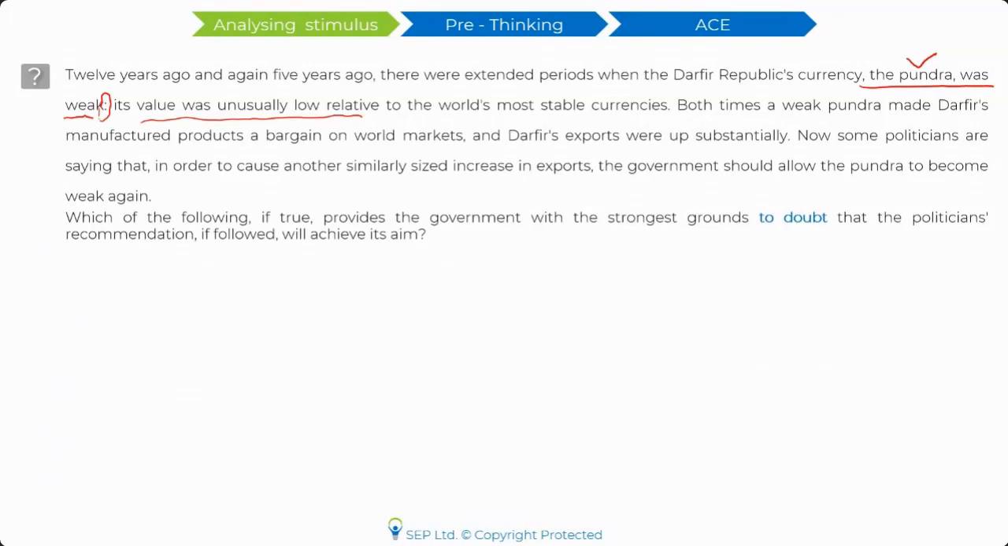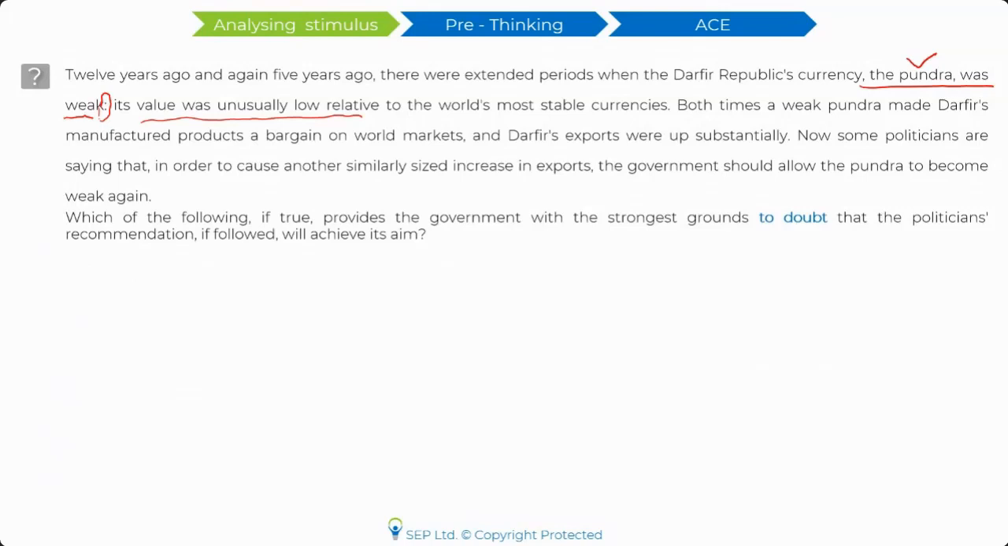Good. So this is very important, as you will realize. Yes, Arpit, less than the competitor's price. So good that you have understood that. And I hope all of you stopped to think about this when you were analyzing the stimulus, because if you did not, high chances you went wrong. Anyways, what this choice is telling you is that in the past, twice, Darfur's manufactured products became cheap on the world market and Darfur's exports were up substantially. So exports were increased substantially, meaning by a huge amount.